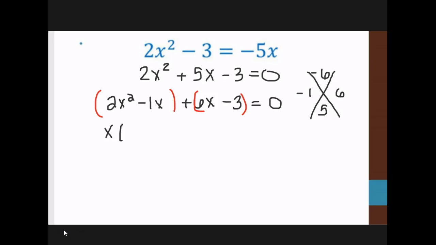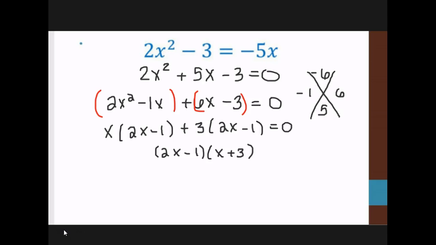So we take out an x, leaving 2x minus 1. Take out a 3, leaving 2x minus 1. So factored form is 2x minus 1, x plus 3. But now this is equal to 0, and what you'll notice is I write equal to 0 on every line. You must also write equal to 0 on every line. Not writing that is not equivalent. That equal to 0 is part of this problem.